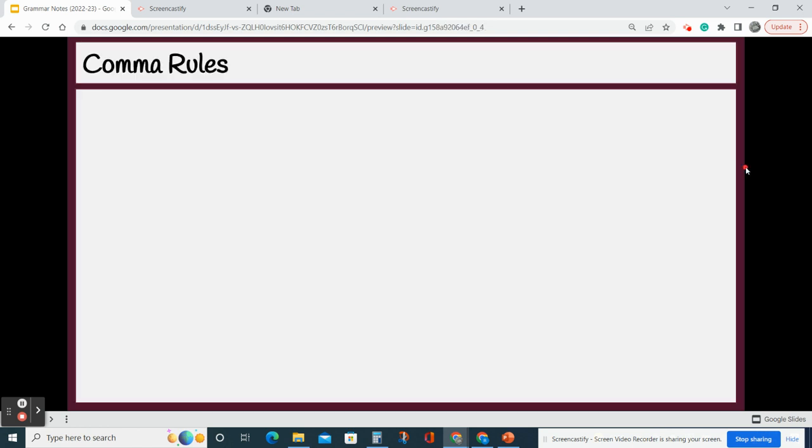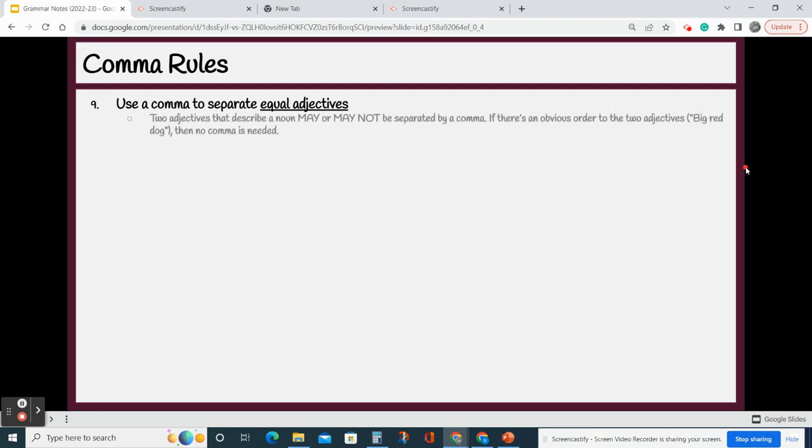So we've already gone over 1 through 8. Here we go with number 9. We use commas to separate equal adjectives. So when we're dealing with 2 adjectives in a row, sometimes we have to use a comma to show their separation. Sometimes there's an obvious order to the 2 adjectives, like Clifford the big red dog. In that case, we do not need to include a comma.